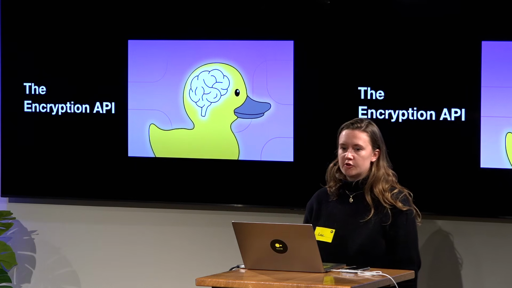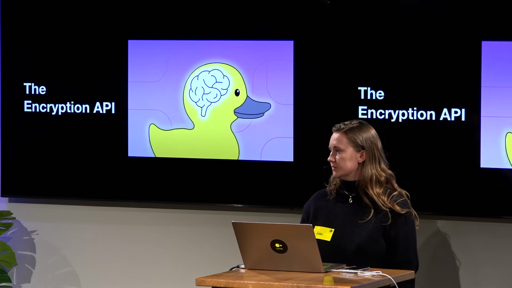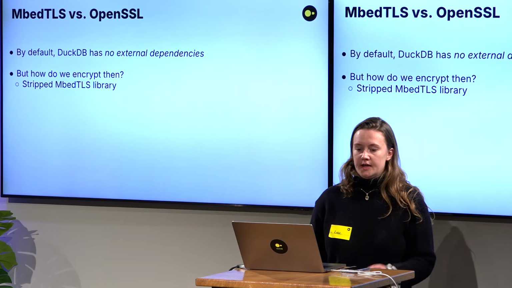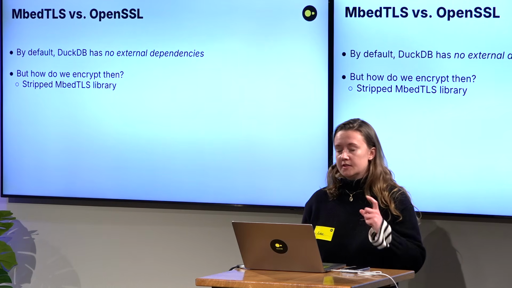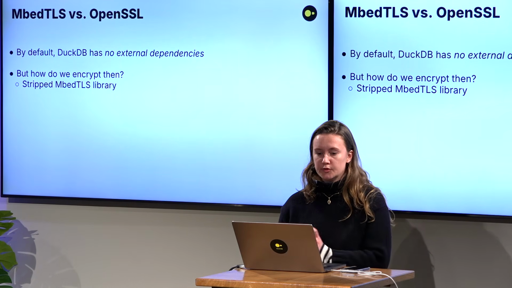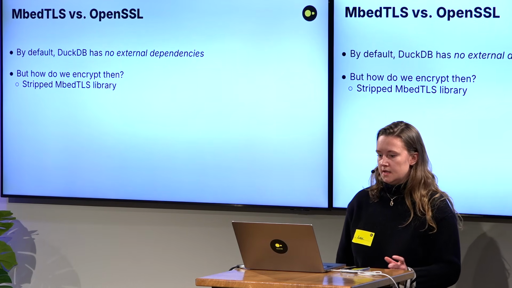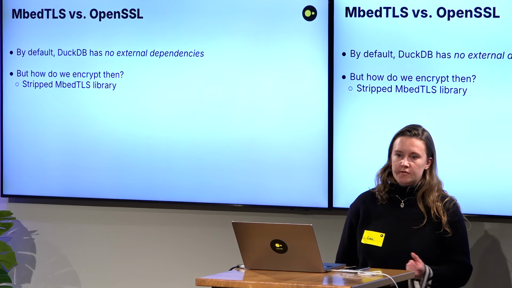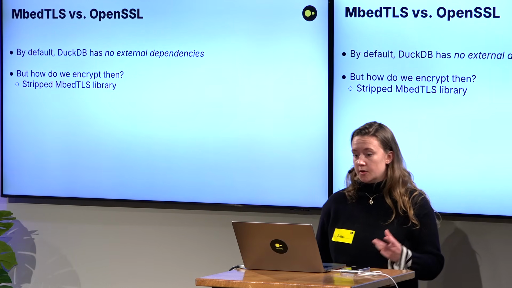And last but not least, I do want to go quickly over the encryption API that we use, because someone just gave this presentation about extensions. And the main point is that DuckDB doesn't want to have any external dependencies. But we really want to use a proper encryption API, right? But OpenSSL is not an option because we cannot link it into DuckDB directly. Not in core, at least.